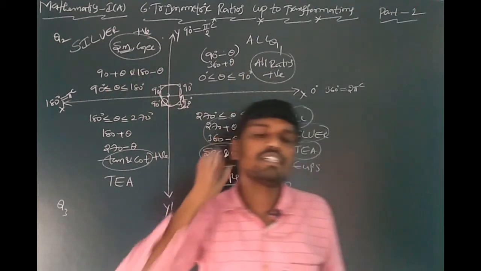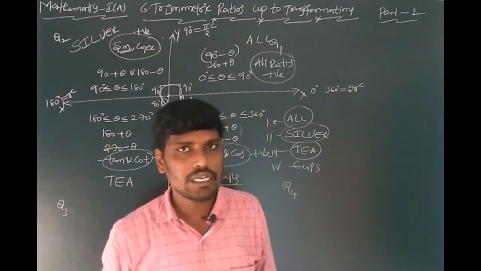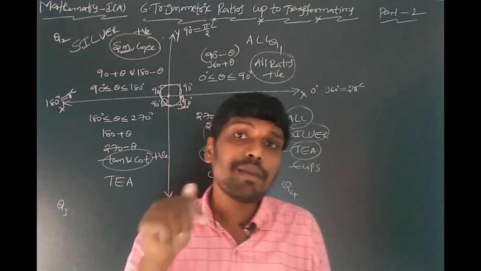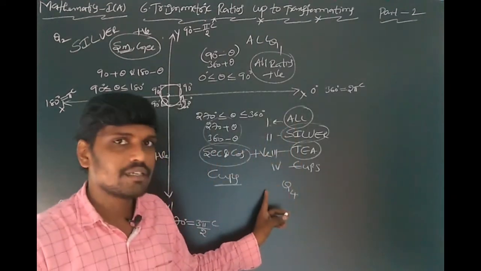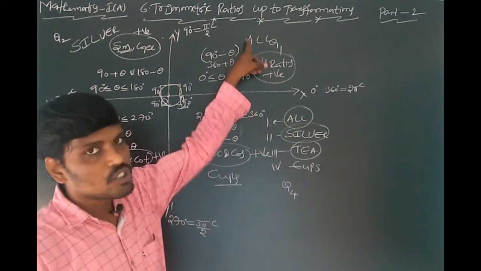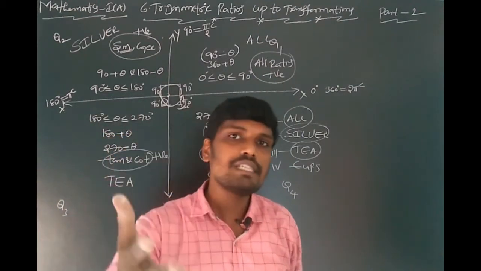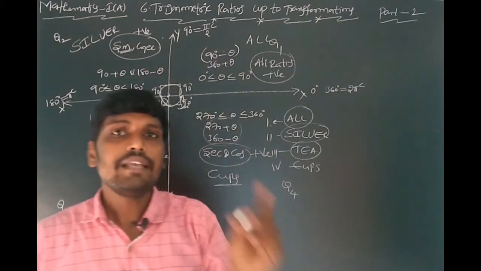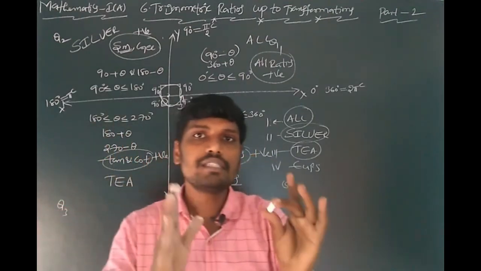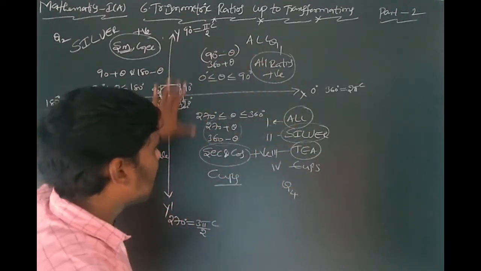Suppose 90 plus theta: which quadrant does it lie in? The second quadrant. 270 plus theta is the fourth quadrant. 360 plus theta is the first quadrant. 180 plus theta is the third quadrant. 180 minus theta is the second quadrant. 90 minus theta is the first quadrant. This is the explanation of All Silver Tea Cups.